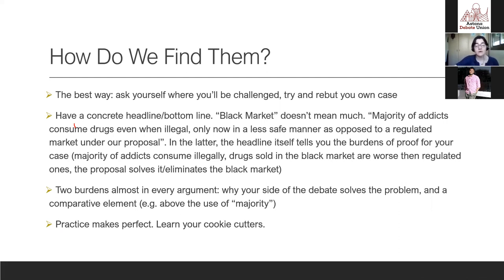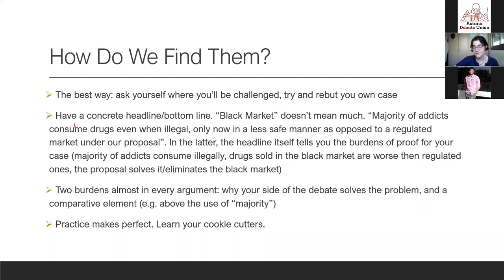All right. Have a concrete headline or bottom line. Now, to explain what I mean by that and why it even has anything to do with burdens of proof. Let's take a basic argument most of us have done, or perhaps overdone because it's way too popular than it should be, the black market argument. Let's say we are in a debate about legalizing all drugs and we want to make a case that there is a black market.